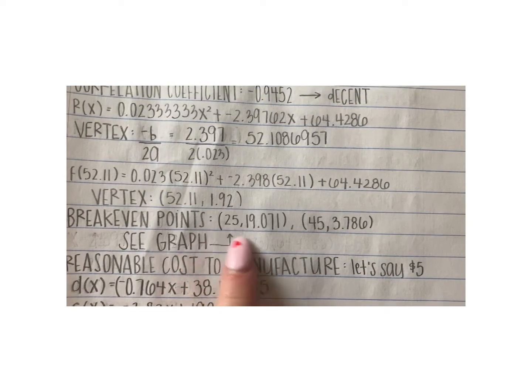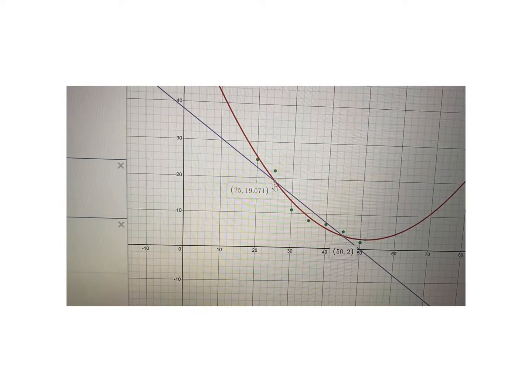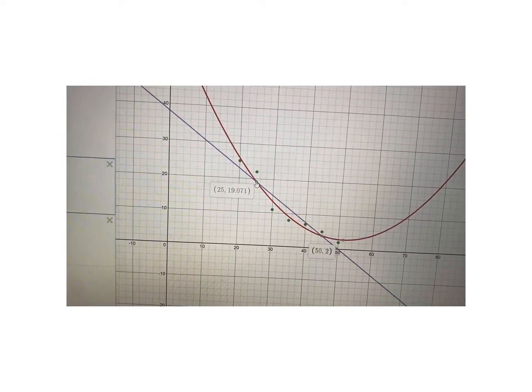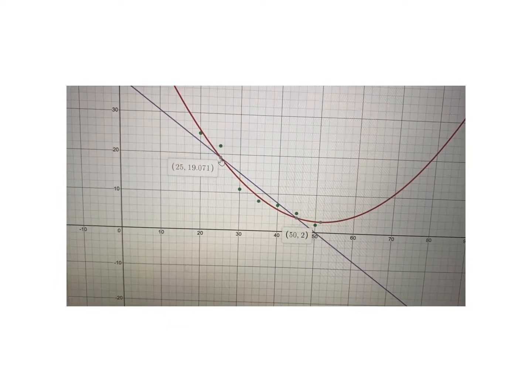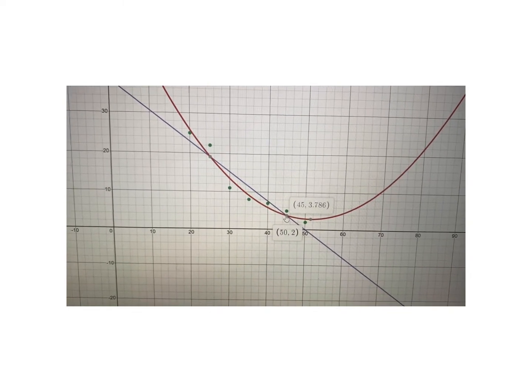And then to find the break-even points, I just went into Desmos and I see where the linear equation intersects with the revenue equation, that quadratic equation. So one is going to be right here, and then the other is going to be right here.